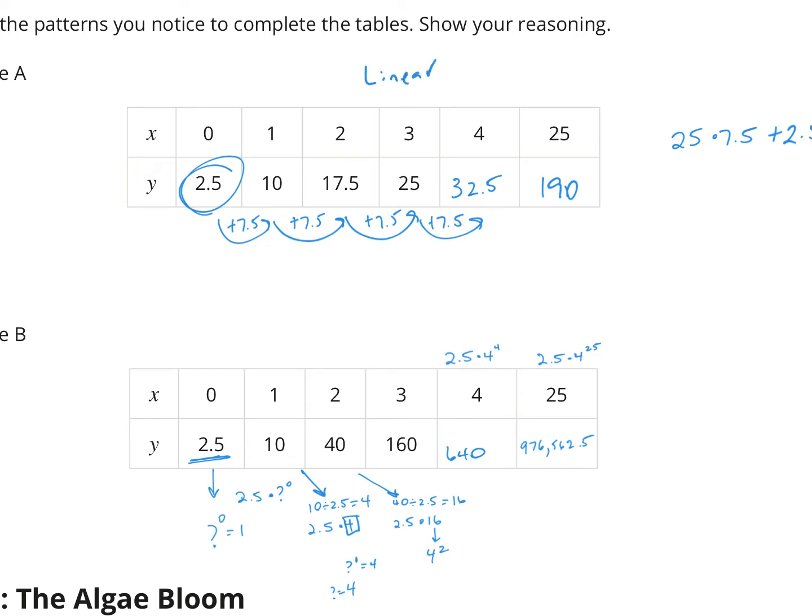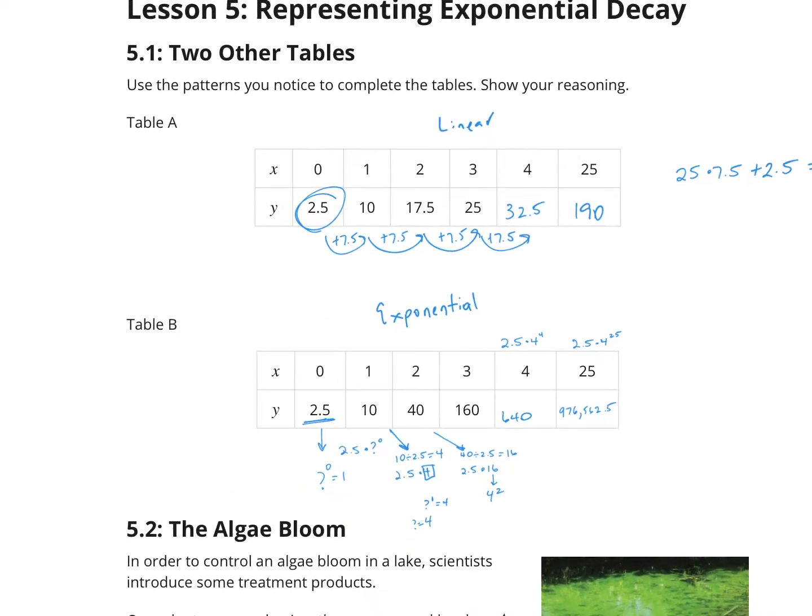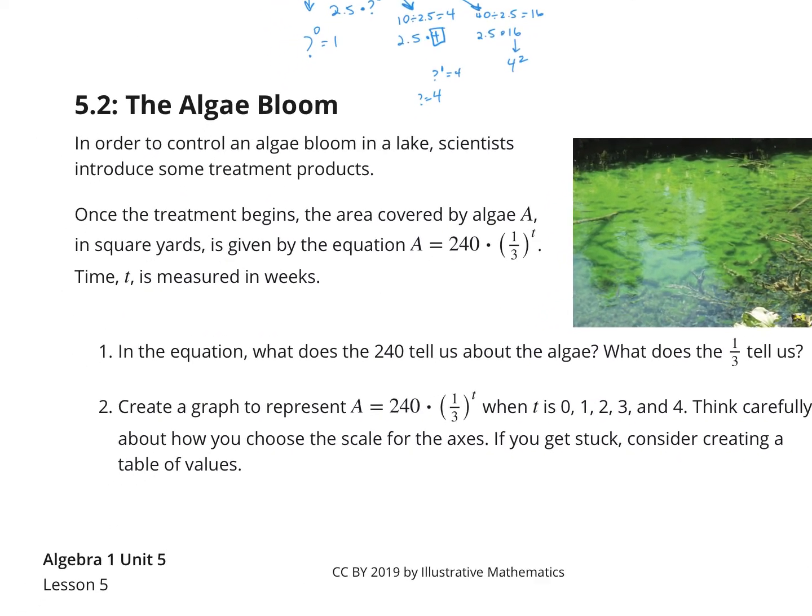So looking at these two tables, we can see that the first one is representing a linear relationship in that we have repeated addition, whereas the second table represents the exponential relationship, and that's because we're using repeated multiplication. So that's a big difference between linear and exponential. Linear, you're seeing that repeated addition, which is what caused us to have a straight line, whereas exponential, you're seeing that repeated multiplication, which is what causes us to have more of a curved line. So let's go ahead and take a look at the next activity.